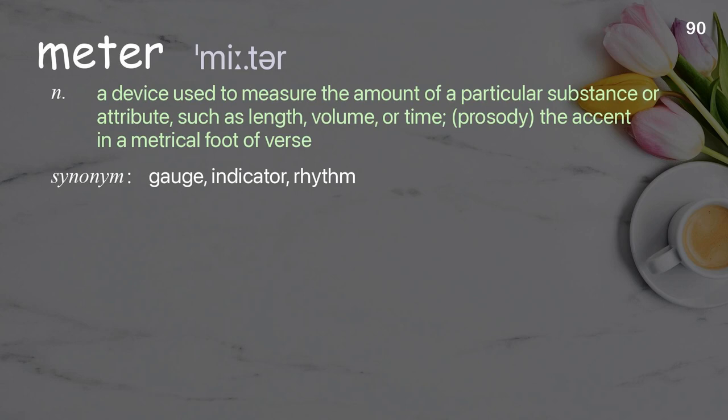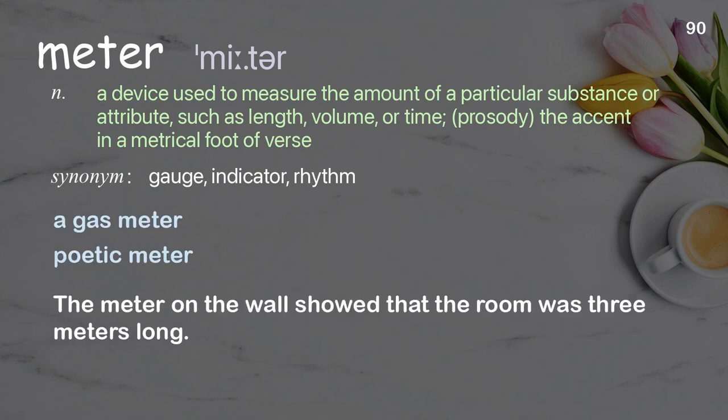Meter. A device used to measure the amount of a particular substance or attribute, such as length, volume, or time. Prosody: the accent in a metrical foot of verse. Examples: A gas meter. Poetic meter. The meter on the wall showed that the room was 3 meters long.